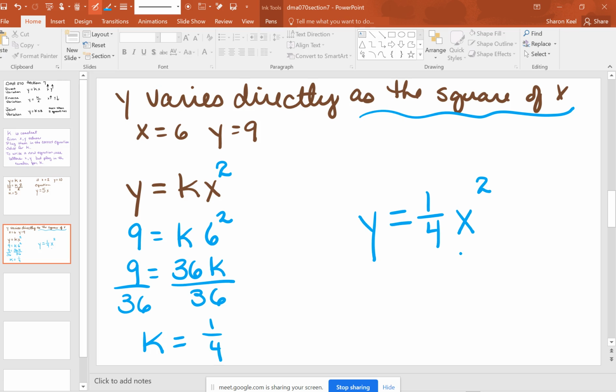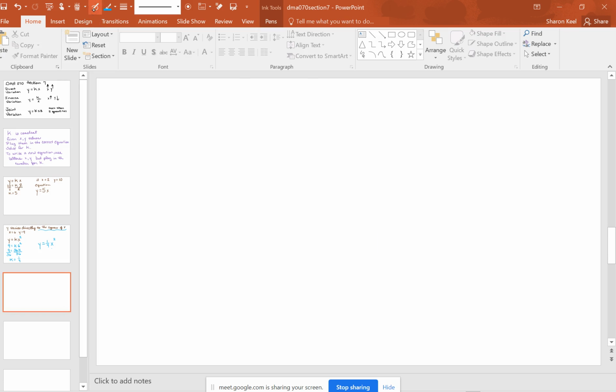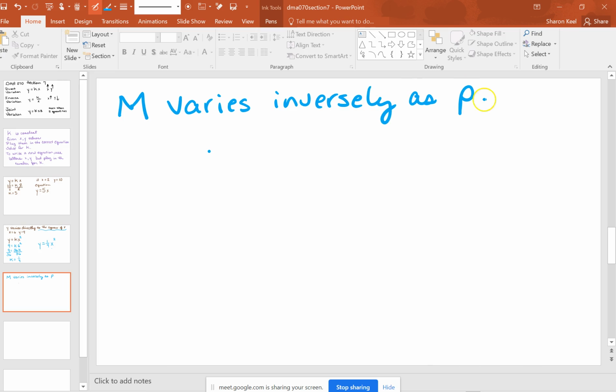Okay, let me do an inverse variation. So let's do an inverse. Let's say m varies inversely as p. So the first thing I'm going to do is identify the inverse variation, y equals k over x.